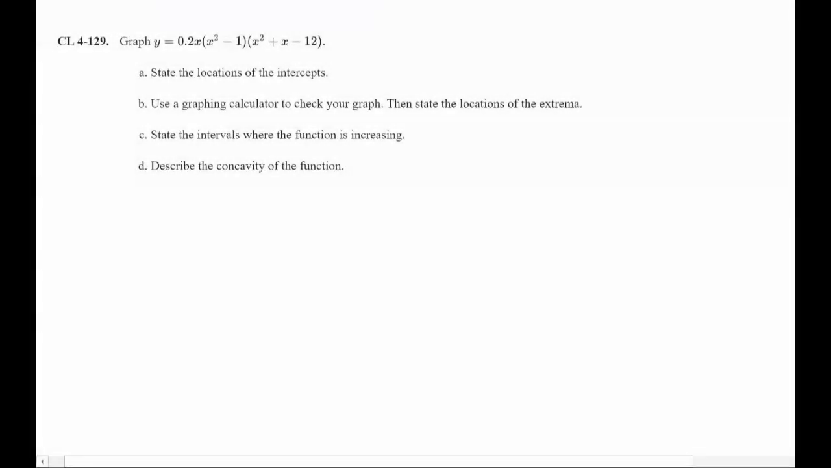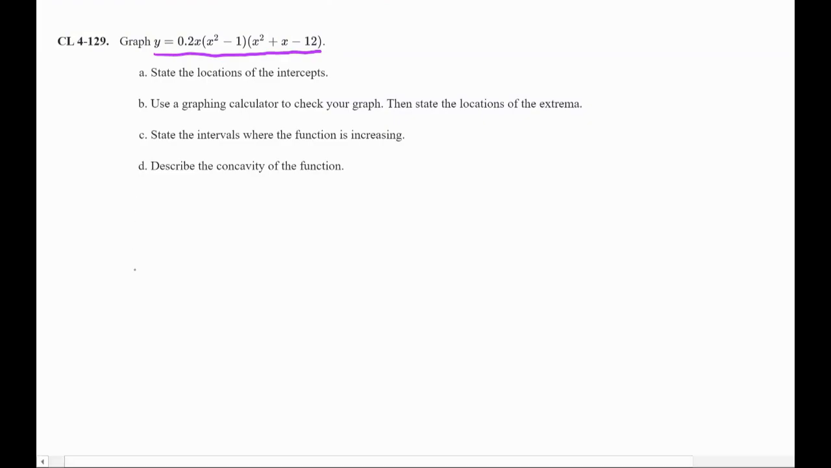Here we're asked to graph the equation given. We're going to state the locations of the intercepts, and we're going to use a graphing calculator to check, and talk about when it's increasing and describe the concavity. So we'll start by sketching it here.